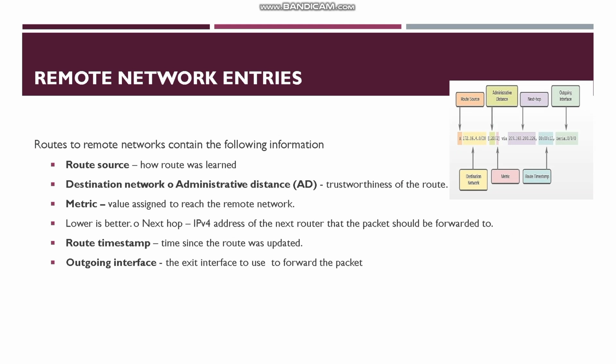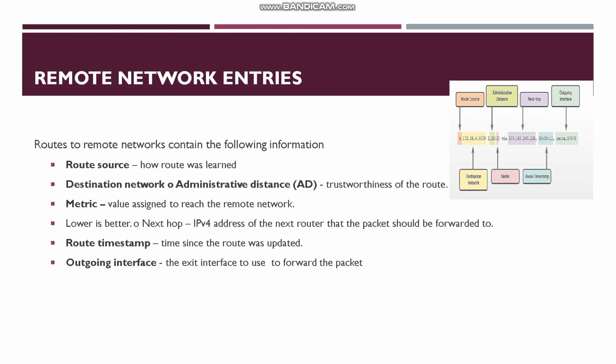Route source. Yun ang kaninang sinabi ko. Isa-isahin natin yung laman ng ating routing table. Una, route source, how the route was learned. Sunod naman ang administrative distance, AD, trustworthiness of the route. Kumbaga, nandyan yung tawag dito on how it is correct and authenticated, parang walang breach sa security. Sunod naman, metric, value assigned to reach the remote network.